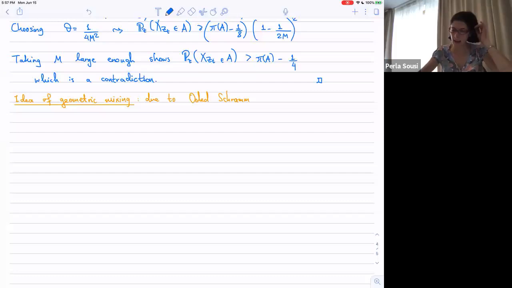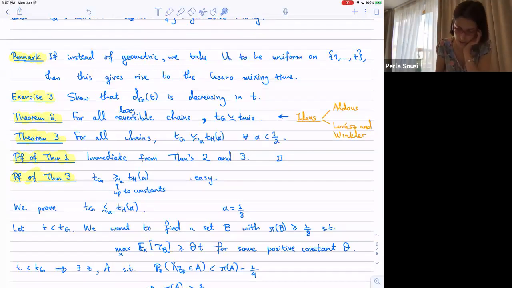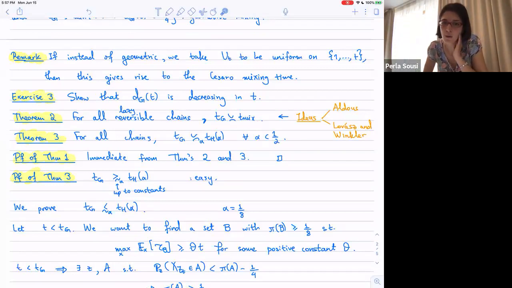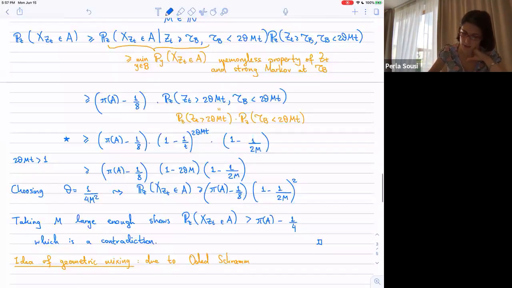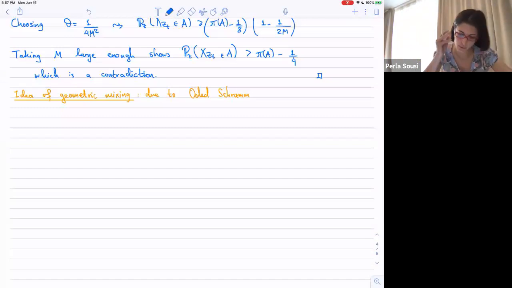Okay, so now I just want to go back to theorem two. Let me just recall it for you. The statement is that for all lazy reversible chains, the geometric mixing is equivalent to the total variation mixing. I'm not going to present the proof of this, but I just want to explain how one proves such equivalences. And as I said, similar equivalences were proved by Aldous and Lovász and Winkler.